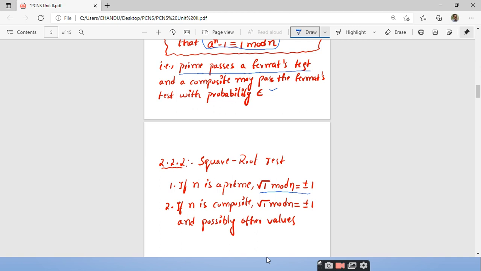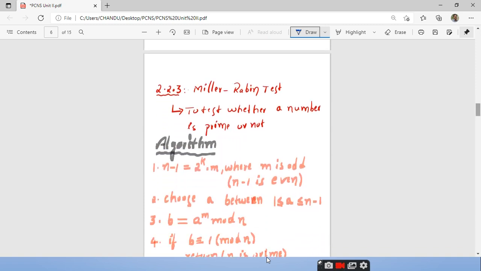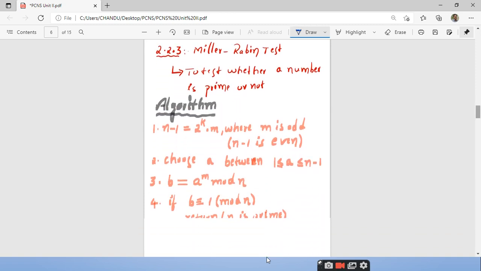This is the formula. If n is prime, square root of 1 mod n is equal to plus or minus 1, and if n is composite, square root of 1 mod n is equal to plus or minus 1 and some other possible values. Whenever we say other possible values, this itself is saying that it is giving some probability. So this is categorized under the probabilistic algorithms. If it is clear, we are moving into the most important topic of today's session, the Miller-Rabin test. Rabin-Miller or Miller-Rabin, you can call it either. Shall I proceed?